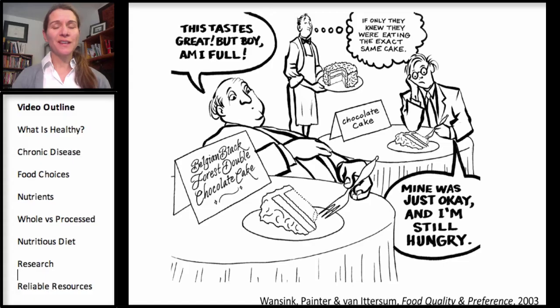Well, this is one of the studies that Dr. Wansink and his colleagues did. He gave the exact same piece of cake to two groups of people. The only difference was the label. A fancy name with a fancy description meant that people enjoyed the cake more and felt fuller. Simple, basic name meant that people enjoyed the cake less and ate less.